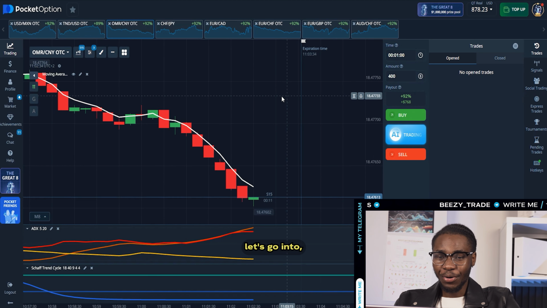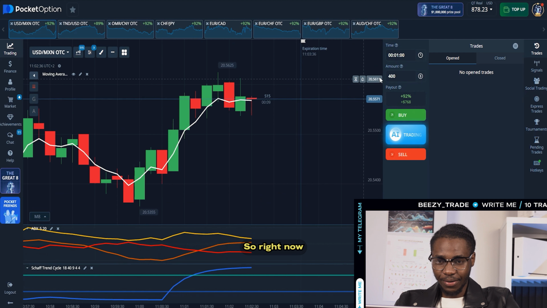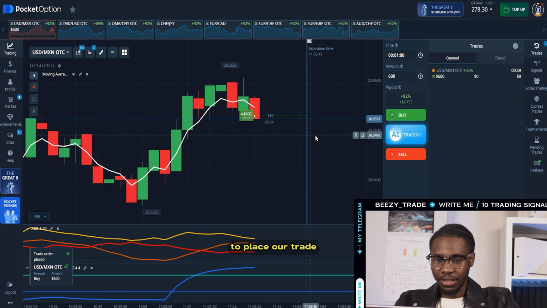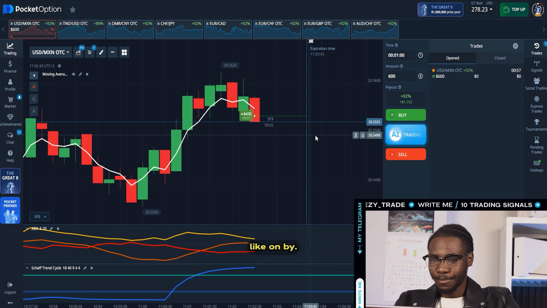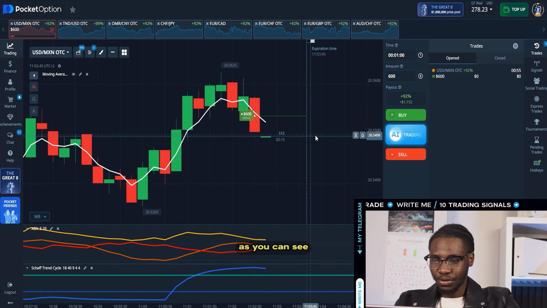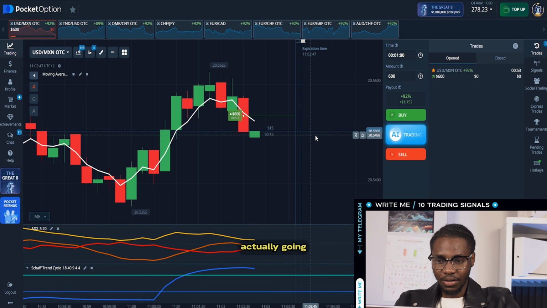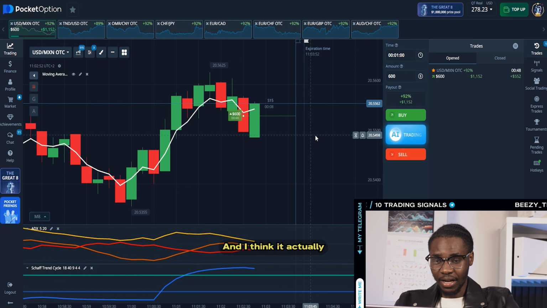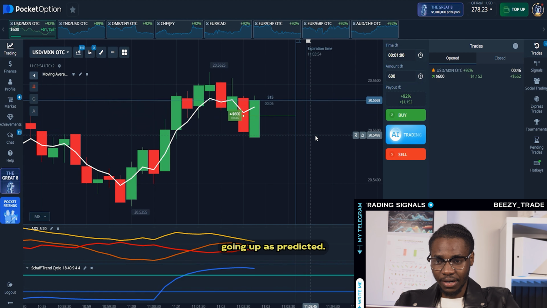So right now let's go into our next trade. We're going to increase the amount to $600, as you can see, and place our trade on buy. The market was going down, and I think it has picked up the pace, and now it's going up as predicted.